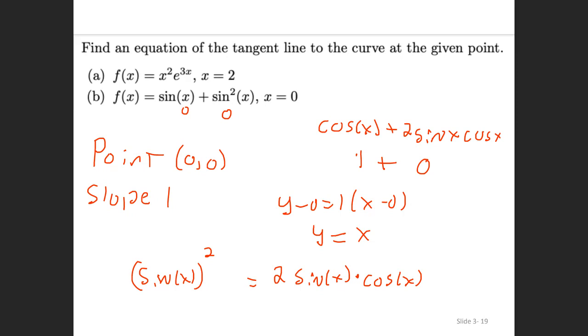That is finding an equation of tangent lines. Now, these two problems are on your assessment this week, so hopefully you get them both right.